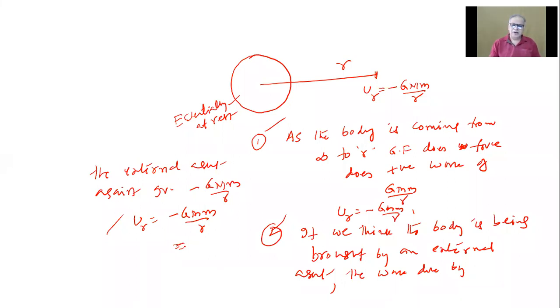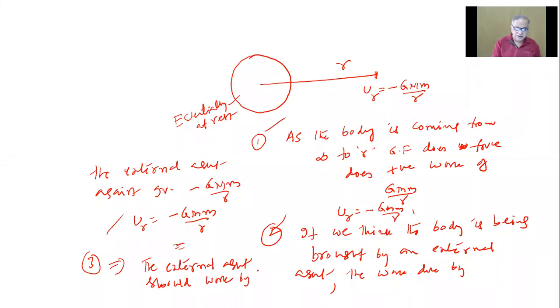So this minus GM by R is interpreted in many ways. Now what does it imply? It implies that the external agent should work by GMM by R to throw it to infinity.